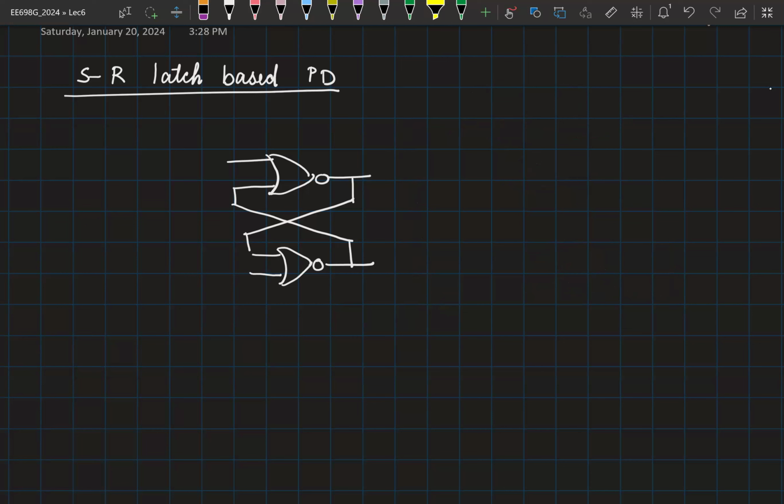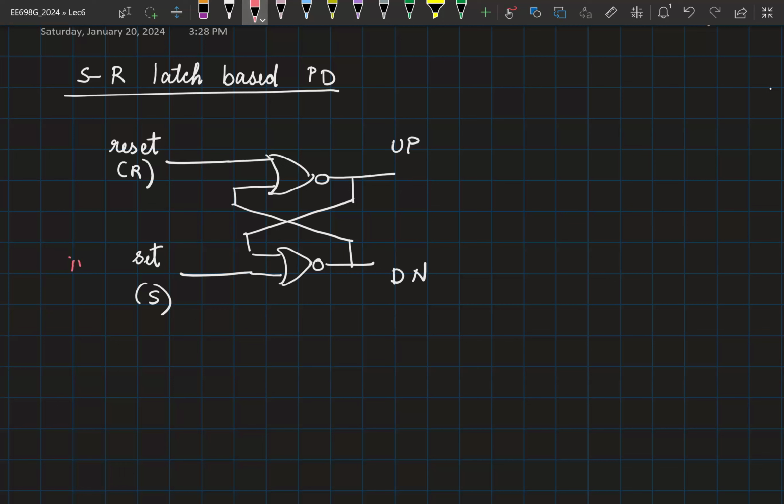Okay. So we have our SR latch based PD. This was the reset pin. Corresponding to that, we got the up signal. This was the set pin. Corresponding to this, we got the down signal. And we connected in one to the set and into to reset. So again, an interesting question would be, what if I reverse the connection? In one went to reset and into went to set. How would it change the characteristic?